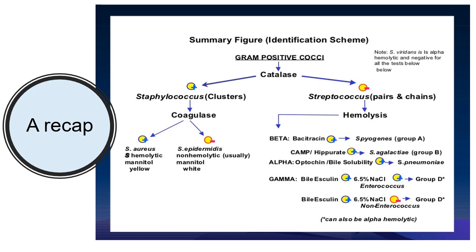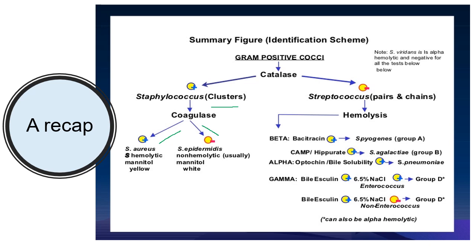So a quick recap, where you see the gram positive cocci, it could be gram positive cocci in clusters or in chains. So if it is in clusters, you will do catalase, which will be catalase positive, and coagulase. If it is positive, it is Staph aureus. If it is negative, it is epidermidis. Please see the chart properly.